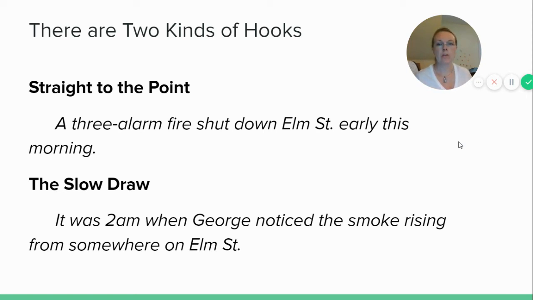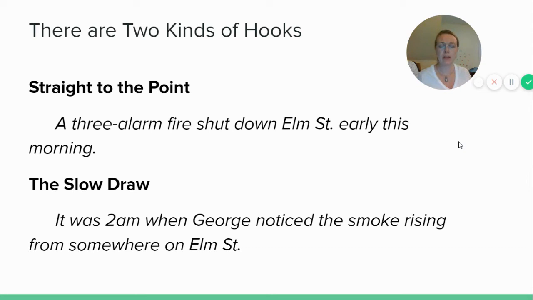Your slow draw hook is the one I was talking about with feature writing. That's the one where it's almost like a story, like it is a story. You're storytelling and you're grabbing somebody's attention, much in the way that a fiction writer or a true crime writer would grab the attention of their audience. If you were writing a longer piece about this fire because it was a historic fire, a huge fire, it warrants a feature piece, you might start with something like, it was 2 a.m. when George noticed the smoke rising from somewhere on Elm Street.